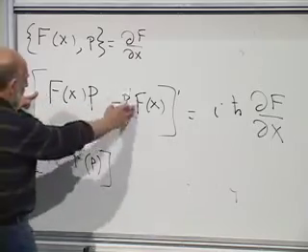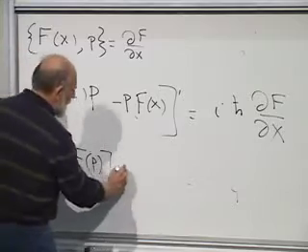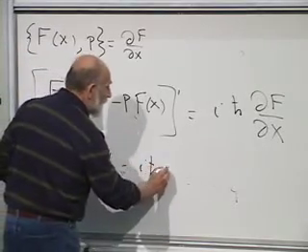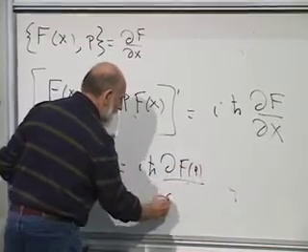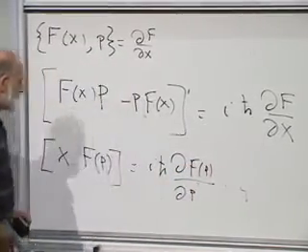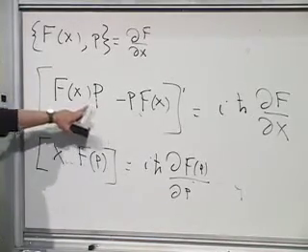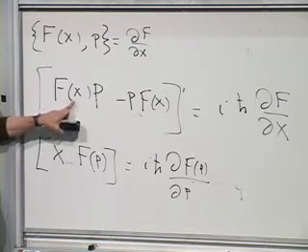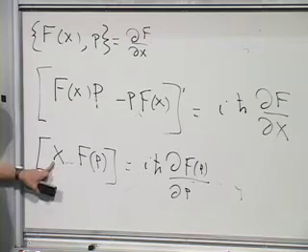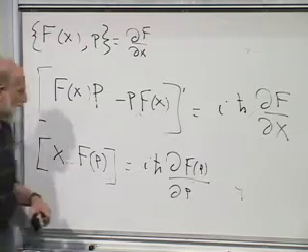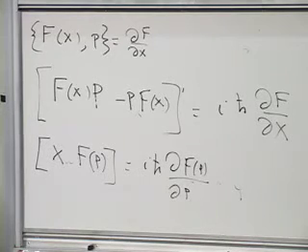Here, when we commute f of x with p, we get df by dx. Here, what you get is I h bar df of p with respect to p. So commuting with either x or p differentiates. Commuting with p differentiates with respect to x. Commuting with x differentiates with respect to p. Now let me just see if I have the sign right. I think I do. Yeah, there's an easy way to tell.